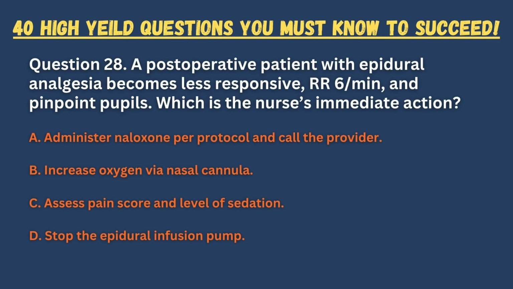Question 28. A postoperative patient with epidural analgesia becomes less responsive, RR 6 per minute, and pinpoint pupils. Which is the nurse's immediate action? A. Administer naloxone per protocol and call the provider. B. Increase oxygen via nasal cannula. C. Assess pain score and level of sedation. D. Stop the epidural infusion pump.